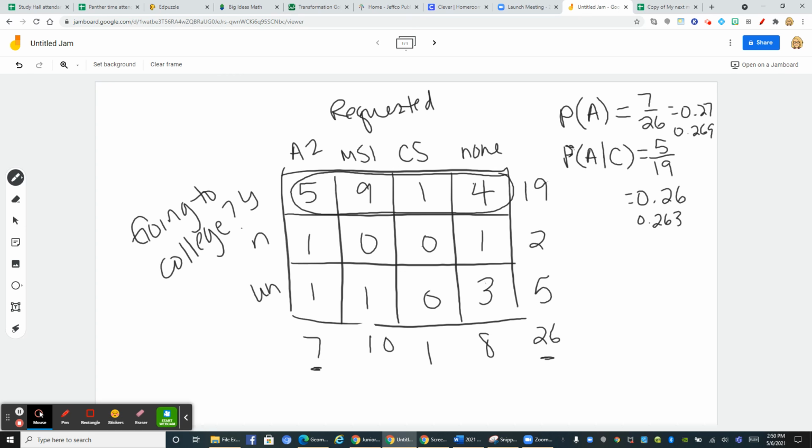Choosing to take Algebra 2 and going to college seem to be independent of each other. There's the same probability of someone taking Algebra 2, whether they planned on going to college or not. So they are independent and there is no association.